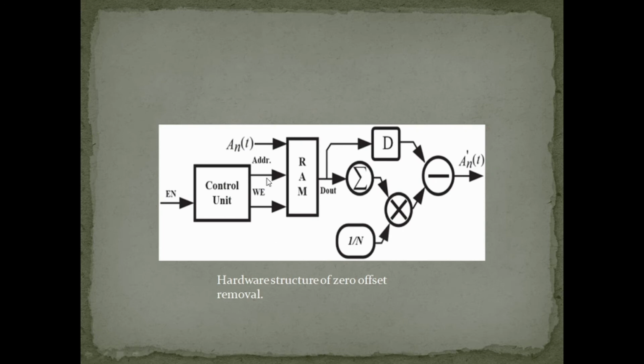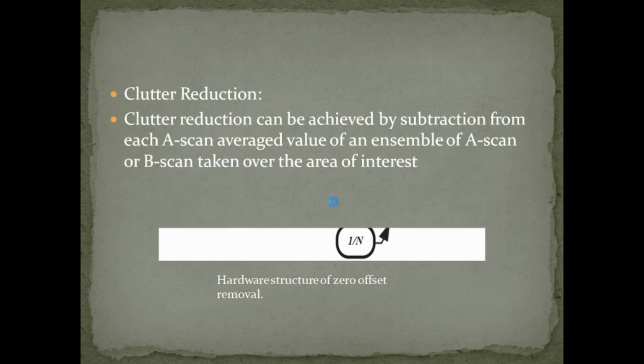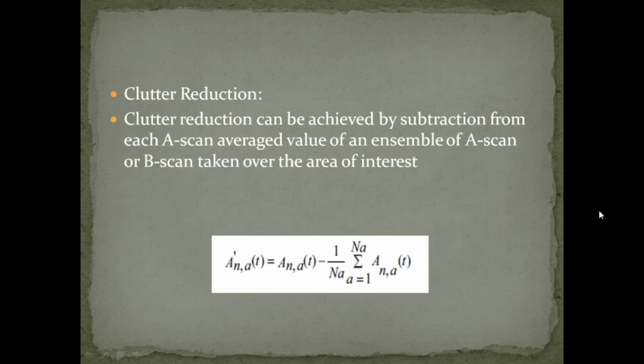This is the basic block diagram or hardware structure of zero offset removal. Here the control unit, RAM, summation, adders and multipliers are present. I will discuss this diagram in detail in the upcoming slides, along with the full architecture of this proposed project. Next is clutter reduction. Clutter reduction can be achieved by subtracting from each A-scan the average value of an ensemble of A-scans or B-scan images taken over the area of interest.